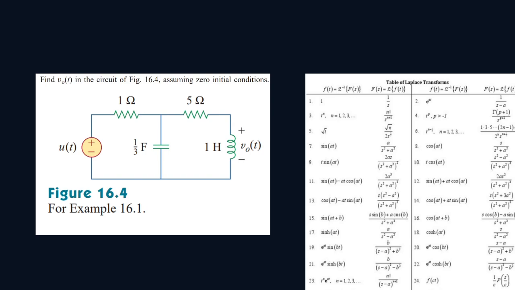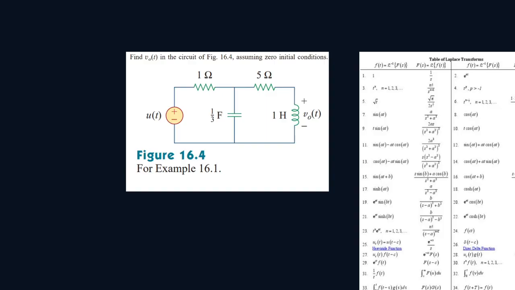Okay, so for this one, we have to solve using Laplace transformation. So we have to find Vo of t. So let's get the Laplace transformation for all of these. For the resistance, the Laplace transformation for both resistors is just 1 ohm and 5 ohm, so we can leave those as they are.